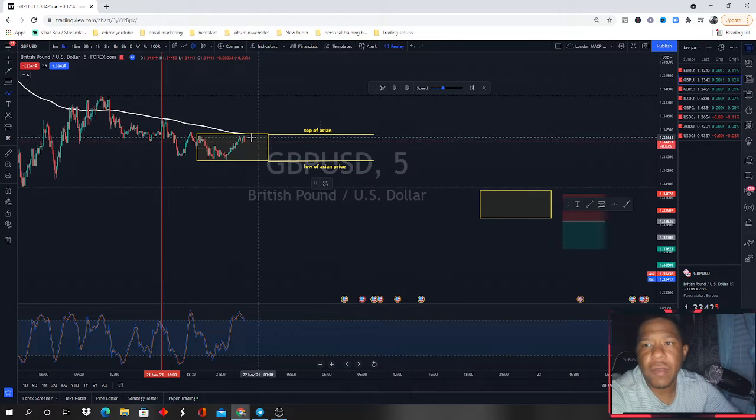I always want it, if I'm looking for a sale, I want it to break underneath the Asian range and close underneath the Asian range before I take a sale. All right, sometimes it goes up, it comes down. All right, it might do some weirdo stuff and then come down completely. All right, so that's what I'm looking for right now.